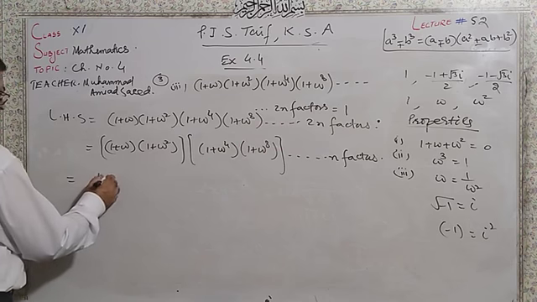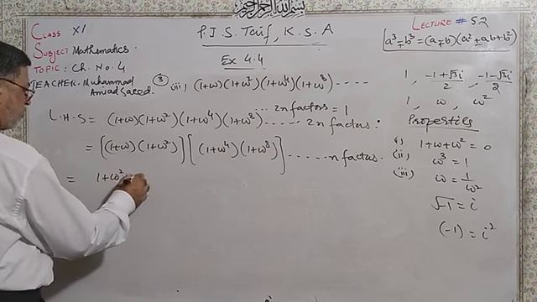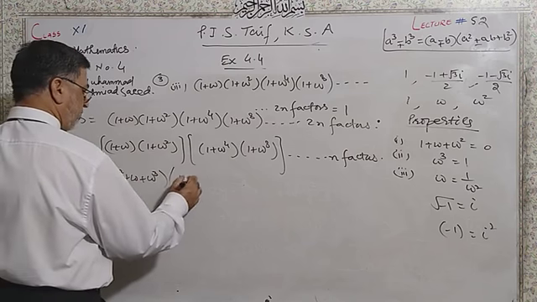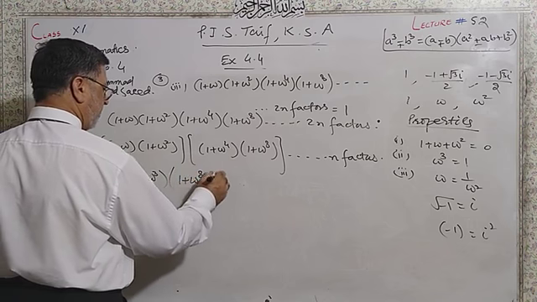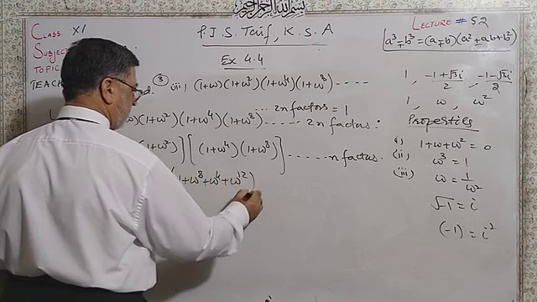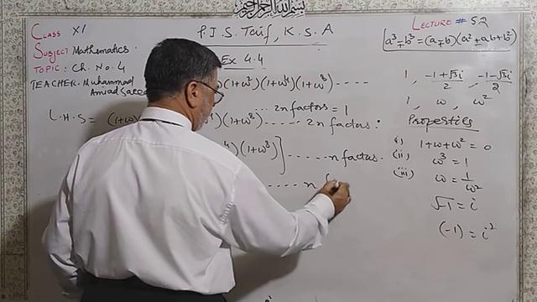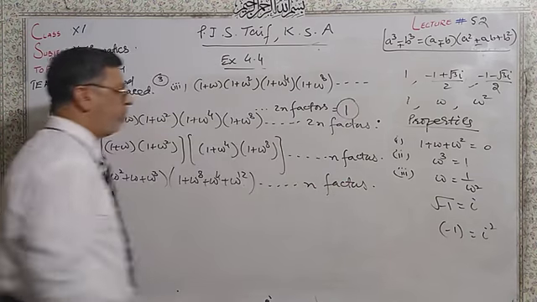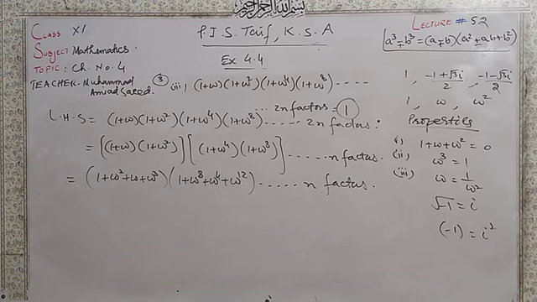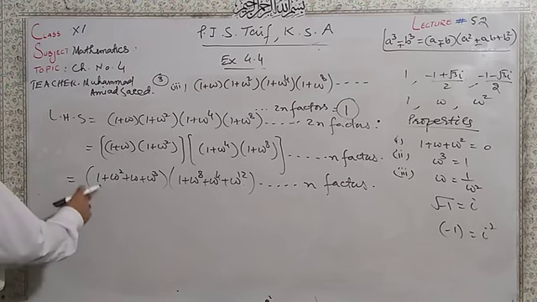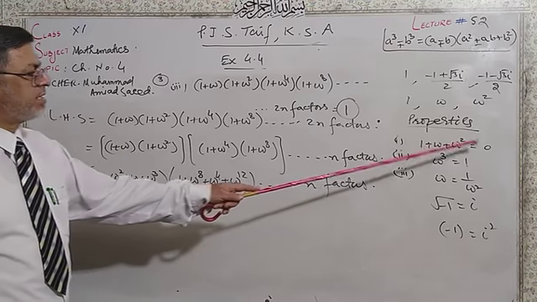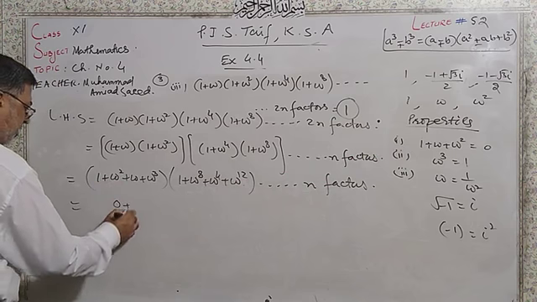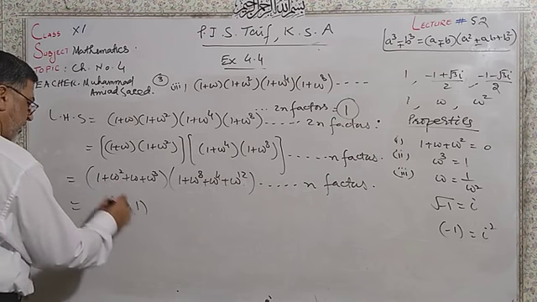Now we multiply them. 1 plus omega square plus omega cube, then 1 plus omega 8 plus omega 4 plus omega 12, and so on up to n factors. Remember, our right hand side is 1. We have to prove it. Here 1 plus omega square plus omega is equal to 0 and omega cube is 1.